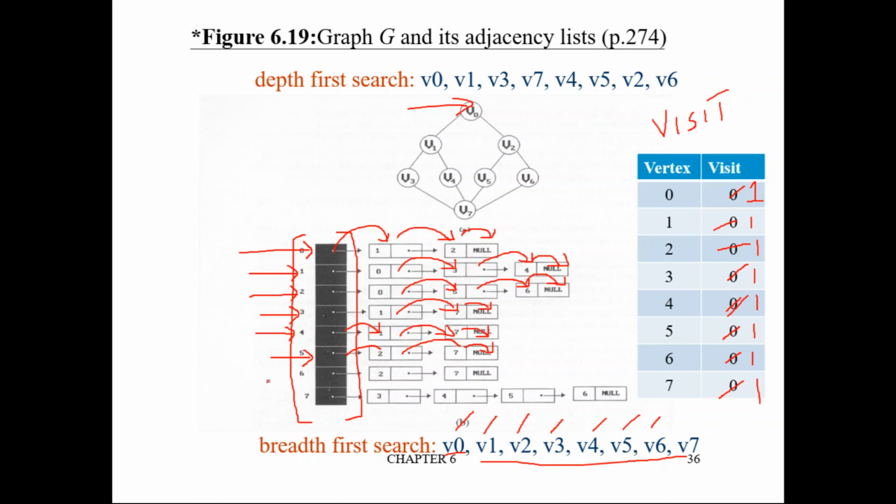If null is there, go to the 6th pointer entry. It is pointing to 2. Is it visited or not? Yes. And the next pointer is pointing to 7. Is it visited or not? Yes. Next is pointing to null.